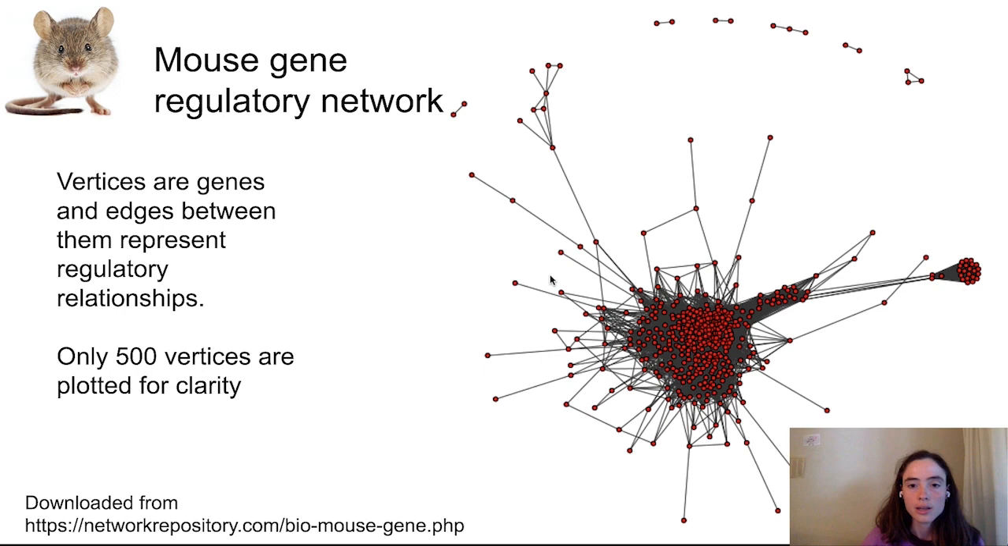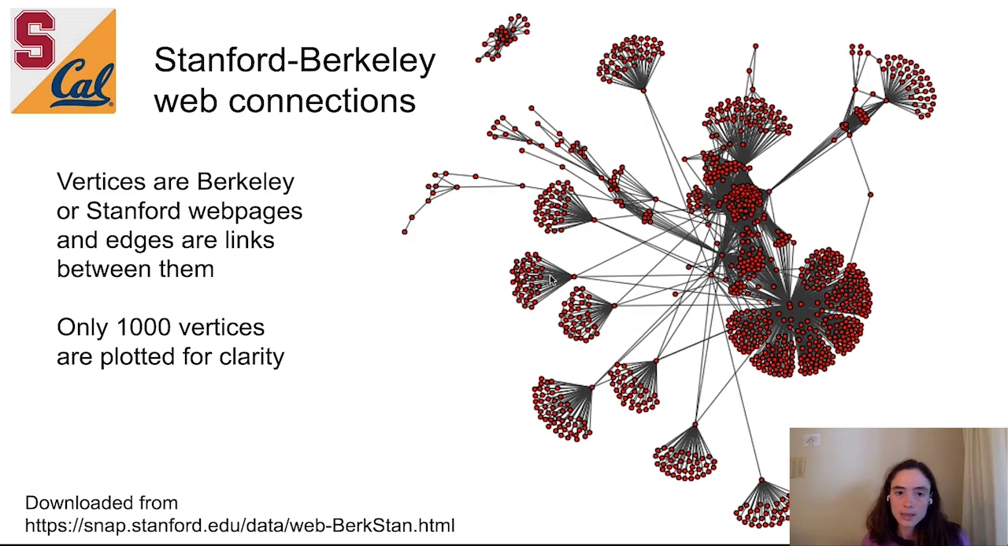And then the final data set we'll be looking at is a graph of web connections between Stanford and Berkeley websites. And this data is from 2002. So vertices are websites either from Stanford, or affiliated with Stanford or Berkeley, and edges are links between those web pages. So here I'm only plotting 1,000 vertices so that we can see what's going on.